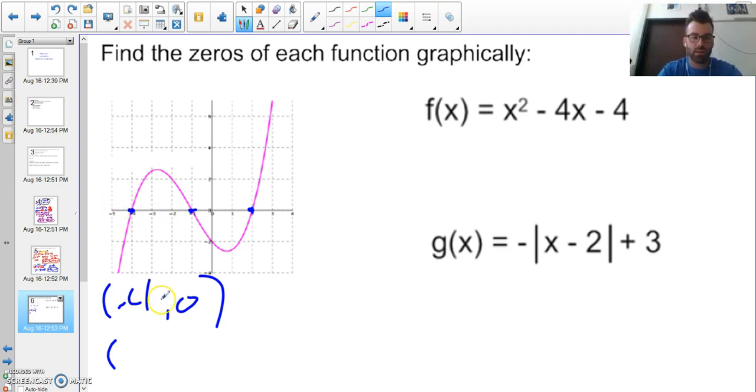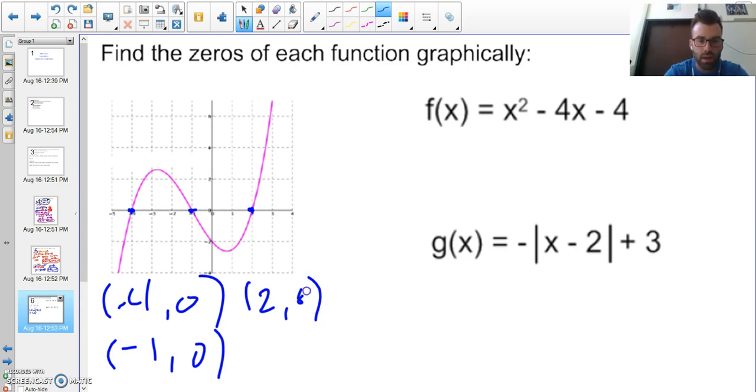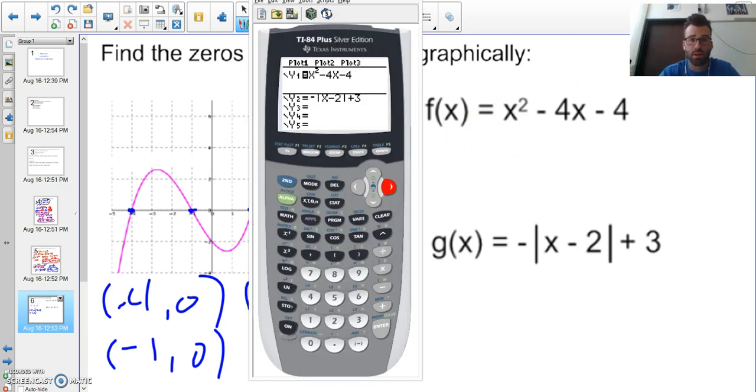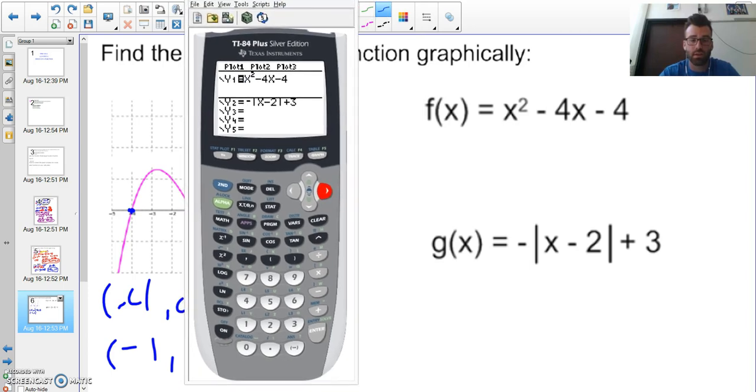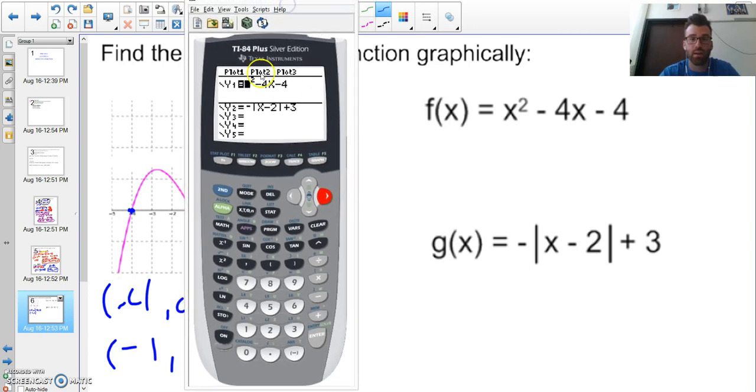Oh, sorry, we got negative 4, 0, negative 1, 0, and it looks like this is at 2, 0. Obviously, this is a lot easier than doing it algebraically, okay? But sometimes we could also do this one algebraically as well, all right? But I'm going to look at it graphically and show you how to use that zero function on your calculator.